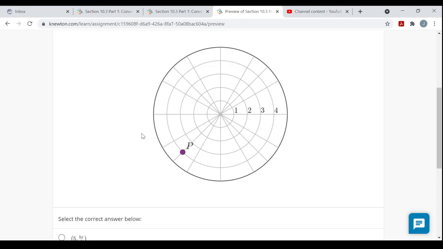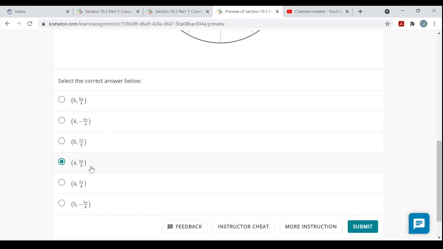So remember, there are infinitely many polar coordinates to describe a location. Once you find one of them, you can just keep adding 2 pi, you're back there again. Subtract 2 pi, you're back there again. So there are infinitely many answers. But the only one of these choices that actually gets me there would be this 4 for r and positive 5 pi over 4 for theta.